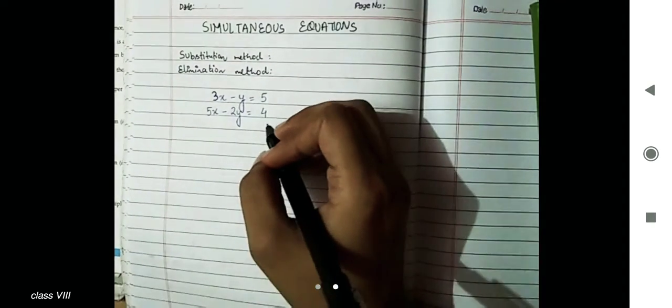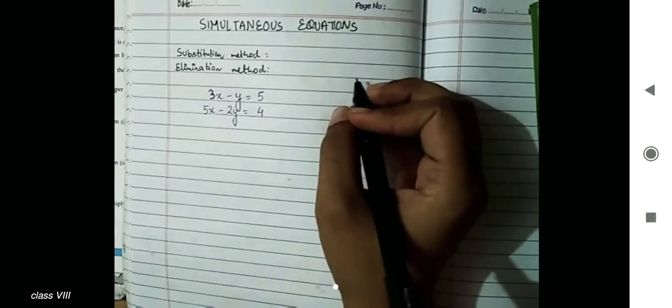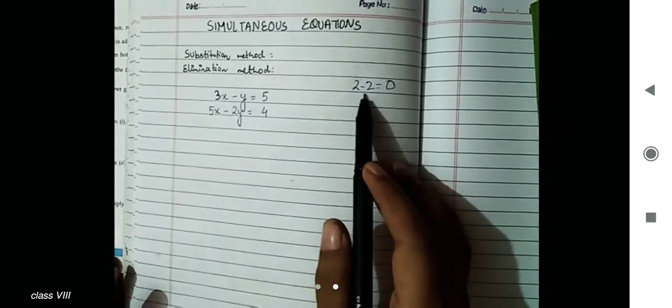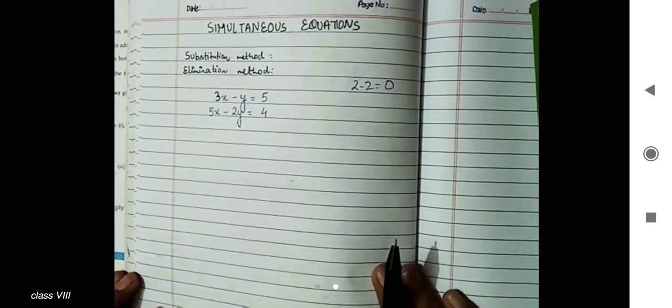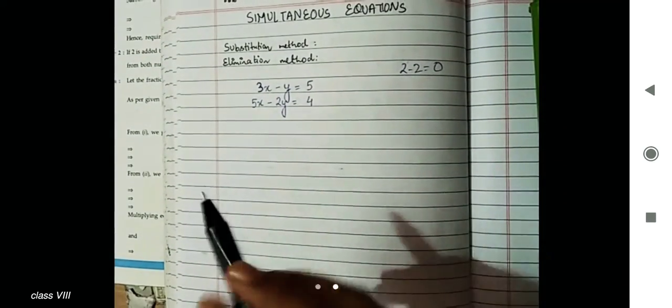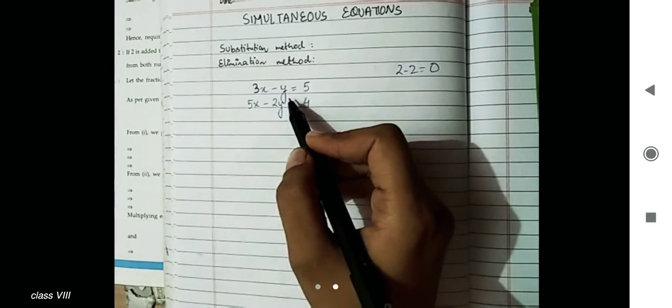For eliminating a variable, you know that 2 minus 2 gives you what? 0. Why? Because this is plus 2 and this is minus 2, so you do subtraction, and 2 minus 2 will give you only 0. So this concept we will apply here. Now just look here, these are your two equations.